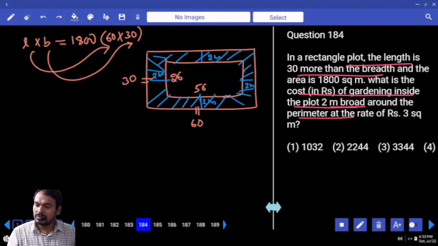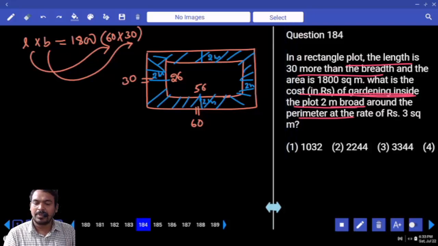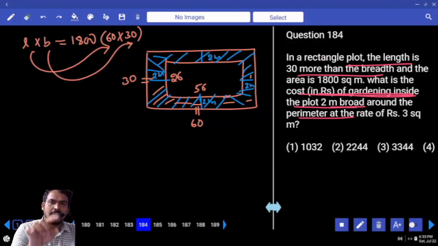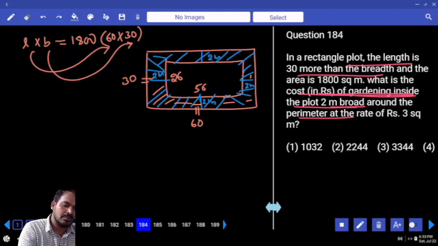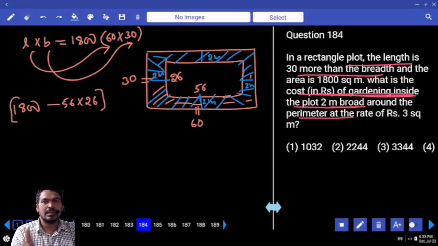Okay. What is the question here? The cost of the gardening inside the plot, means we require only the gardening cost. Gardening cost means we need to identify the area of the garden. Area of the garden means outer area minus inner area. Outer area is 1800. What is the inner area? 56 into 26. These two are subtracting, we get only the garden area.